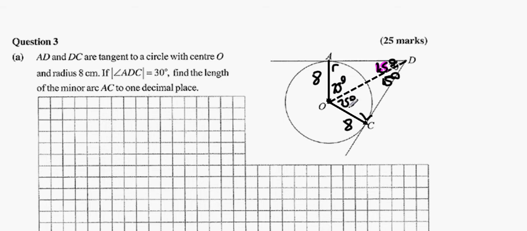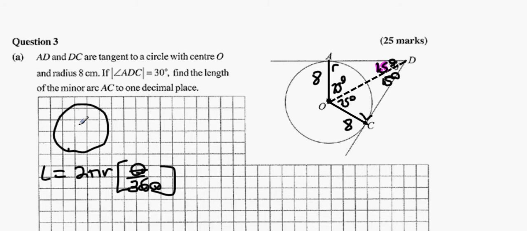Now what we know about arcs is that the length of an arc, if we go to our tables, L equals 2 pi r multiplied by theta divided by 360. And what this means is that if we're looking for the length of an arc, in your tables, let's assume that the red part here is the arc L, and this is the angle theta, and this is R. Theta in our case is going to be 150. So theta is going to be 150 degrees.